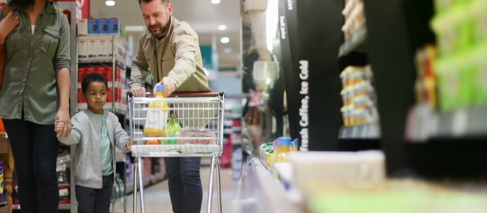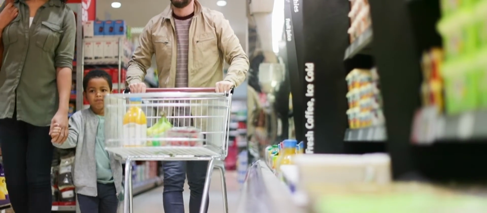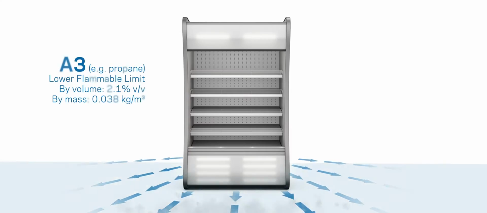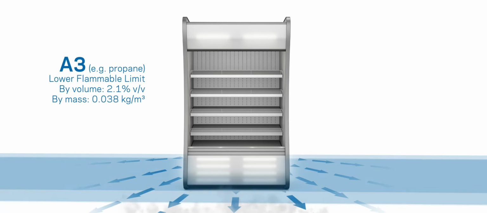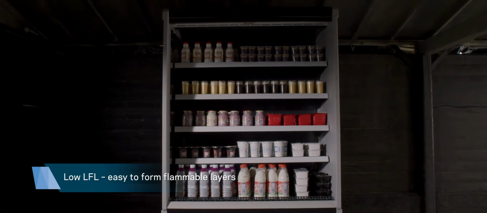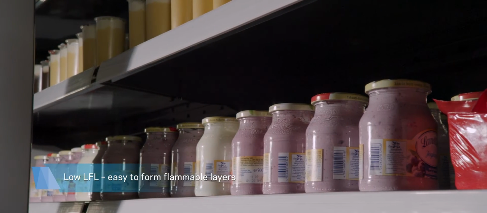Propane is a commonly used low GWP refrigerant in small refrigerated cabinets, but its lower flammability limit is only 2% propane by volume in air. This means that for even small charge sizes, flammable layers can form and actually ignite and burn.